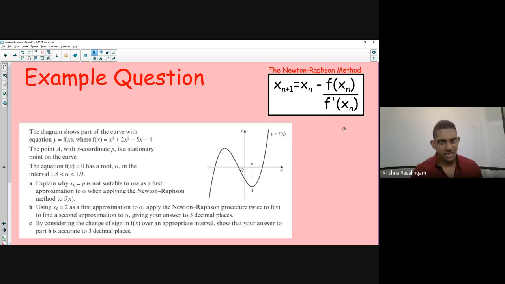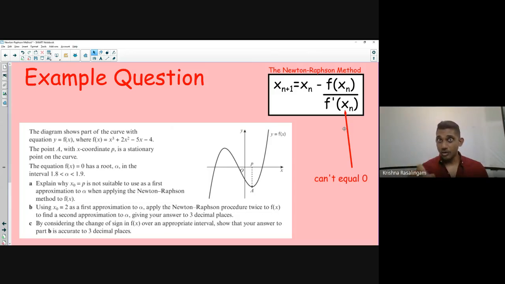What is the gradient of a stationary point? Exactly, it's 0. So if I sub in 0 into the denominator of a fraction, what happens? Exactly, the answer is infinitely large. Maths error, it doesn't work.